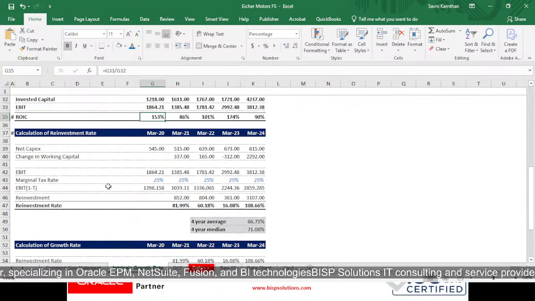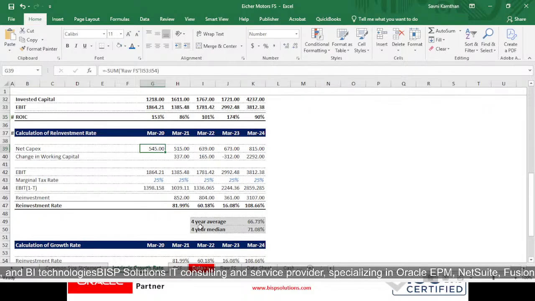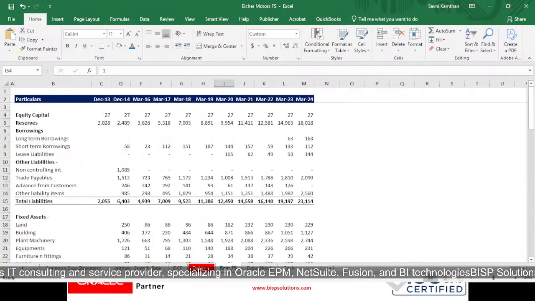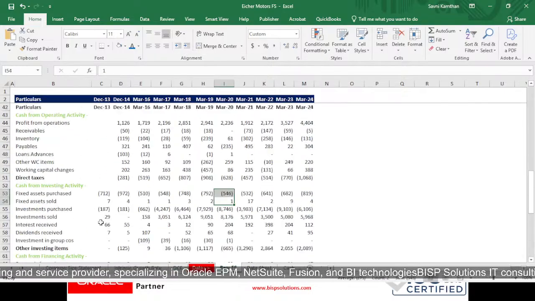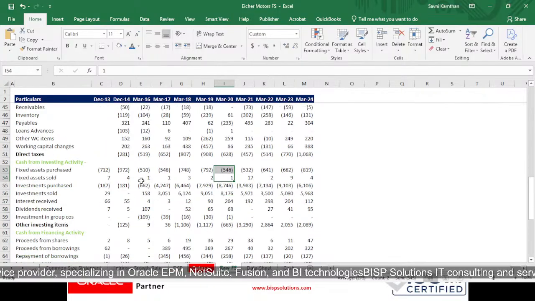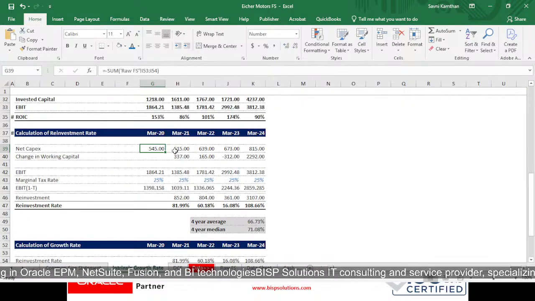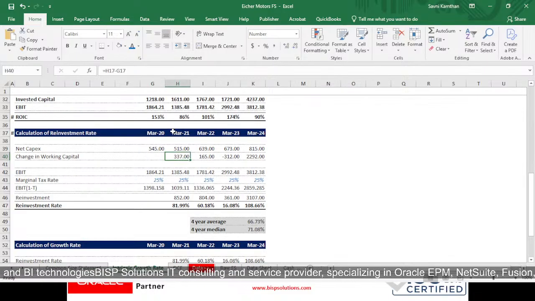So after that we have calculated our reinvestment rate where we have taken net capex. Net capex is our capital expenditure done, right? We have calculated it by taking from our raw FS, which is raw financial statement, and we have done a small calculation of our cash flow statements where we have added our fixed assets purchase and fixed assets sold to get our net capex, and we have dragged it till March 24.